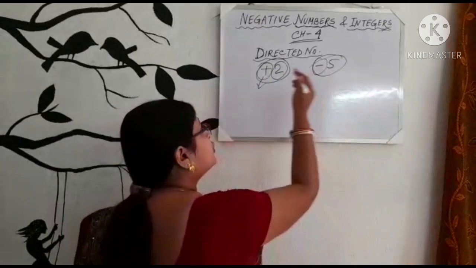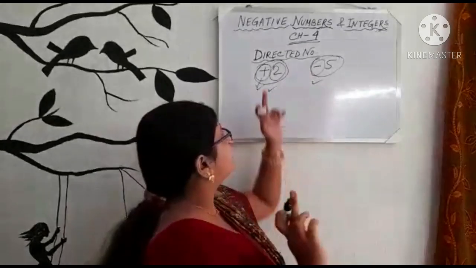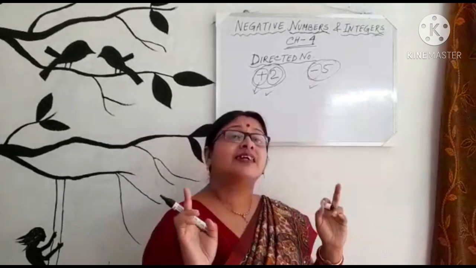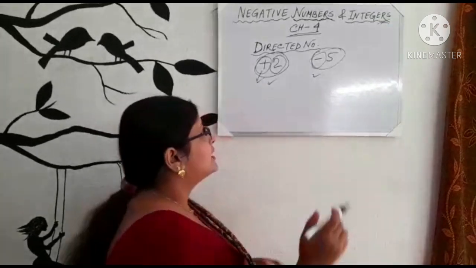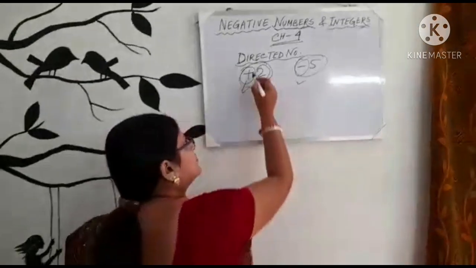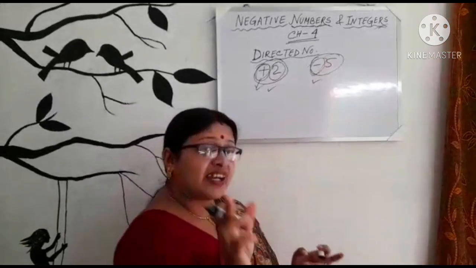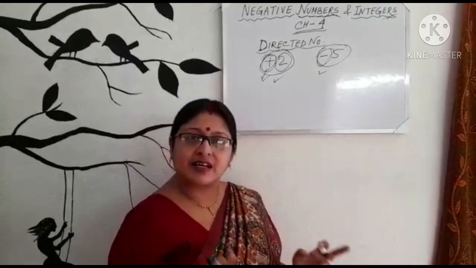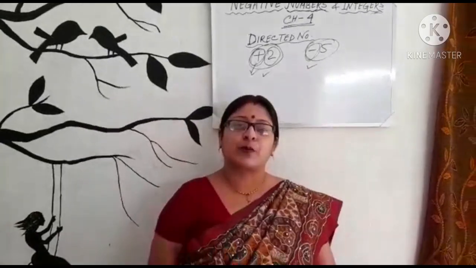Clear? Both positive and negative numbers are called directed numbers. They are also called signed numbers. You see, here plus 2, that means one direction is there. Here minus 5, one direction is there. That's why both positive and negative numbers are called directed numbers. Okay, now moving to the next topic.